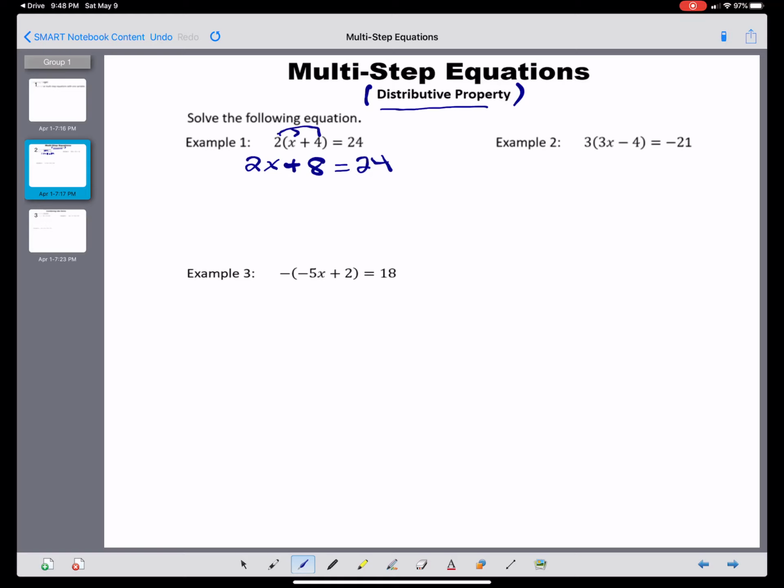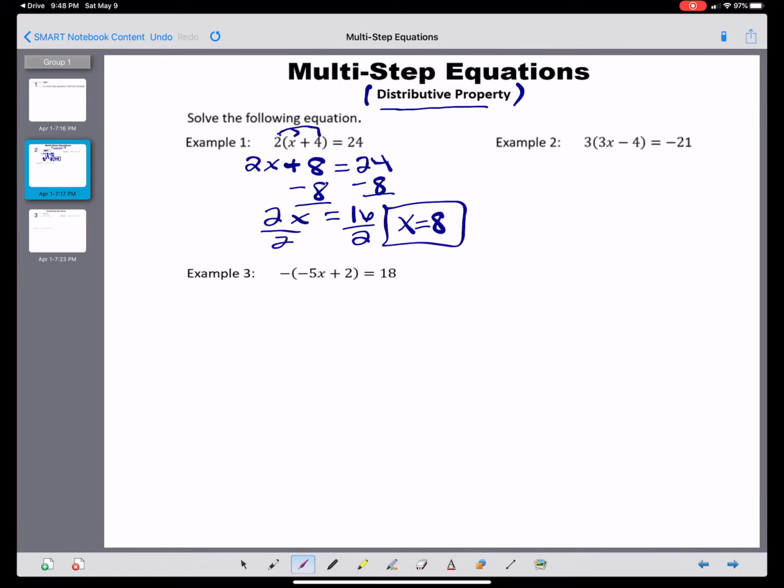So I need to get rid of that 8. I'm going to subtract 8 from both sides. I end up with 2x is equal to 16. Then I'm going to divide by 2. My answer is 8. So we distributed, and then we ended up with a two-step equation. Okay, let's look at example number 2.